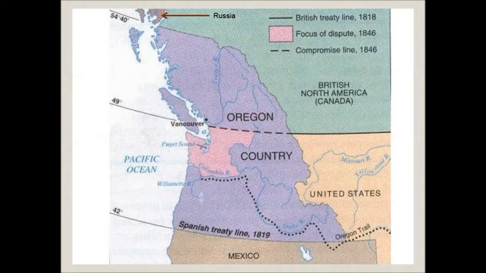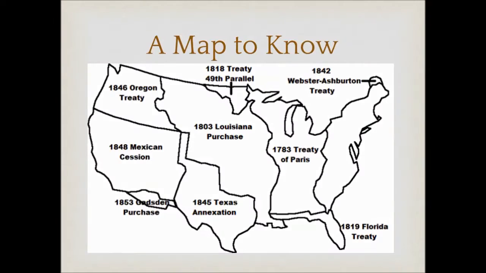So we are stopped at the 49th parallel, but it's still a giant chunk of land that, again, Polk got us. So he got us Texas, and now he gets us Oregon, kicks the British out. So now we only have the Mexican Cession and the Gadsden Purchase to go.